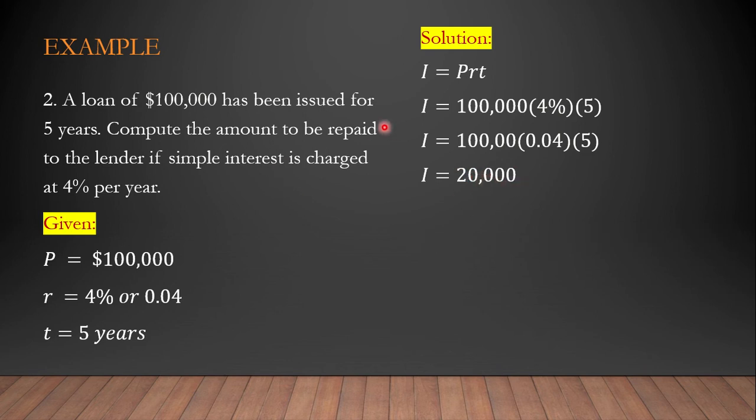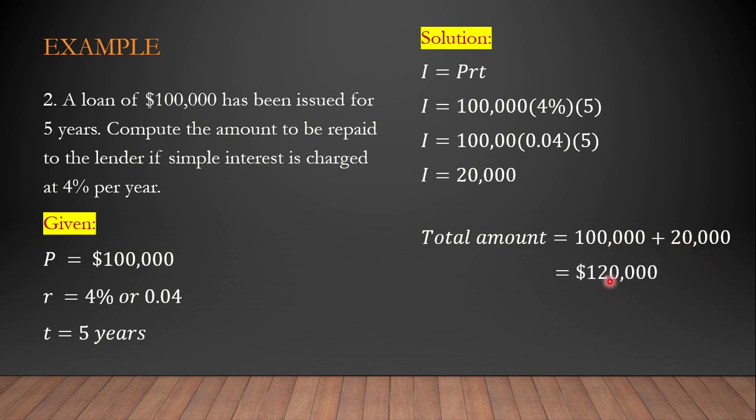But ang sabi is, ilan daw po yung ibabayad lahat-lahat. Diba? So, ang pinapahanap dito ay total amount. So, to find the total amount, kailangan i-add natin yung principal and then yung interest. So, total amount is equal to 100,000 plus 20,000. So, this will be $120,000 na po yan. Okay, so this is the answer.